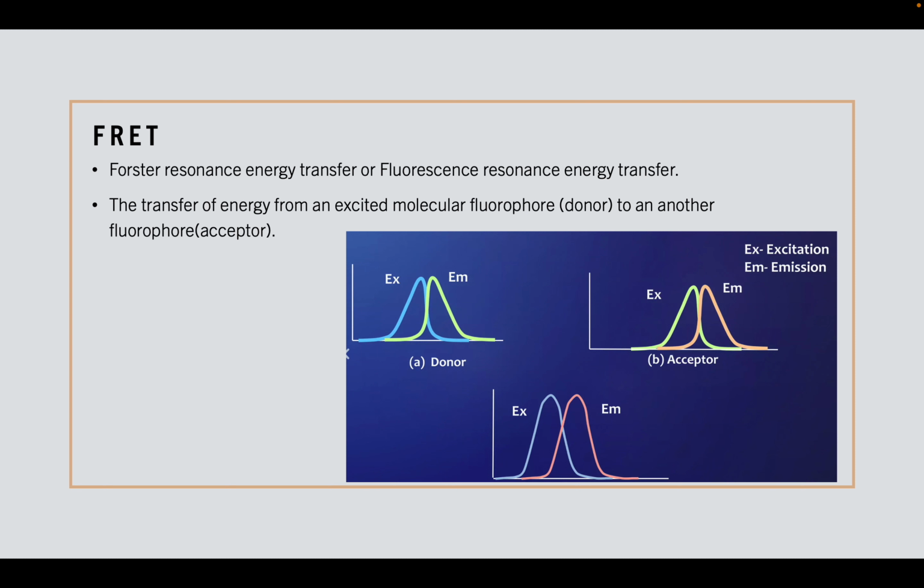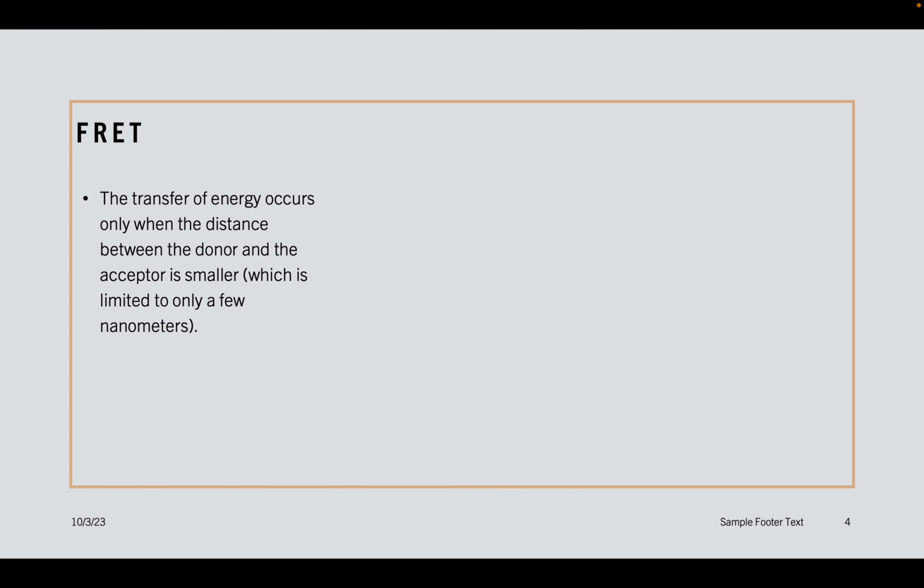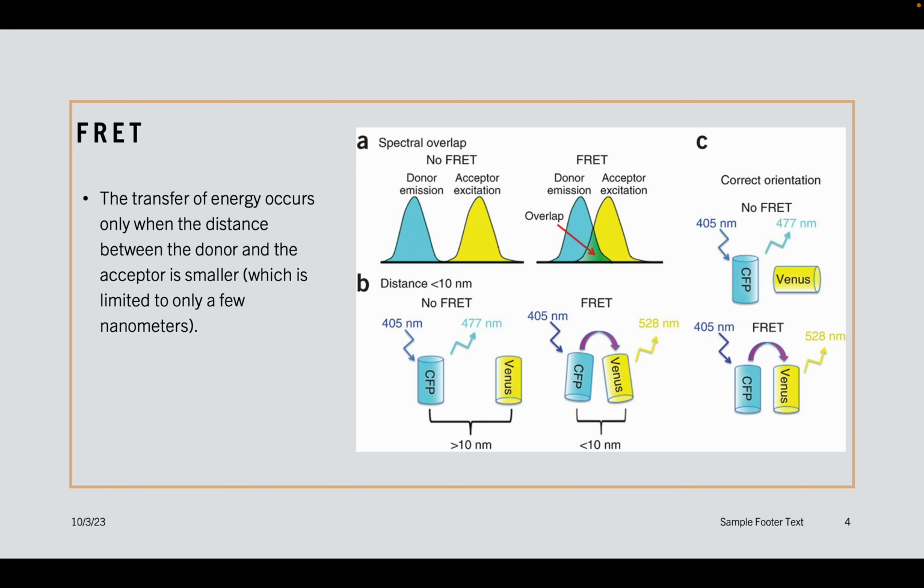But what will that tell you? So this technique in which energy is transferred depends on certain conditions. The first condition, I have already told you, is that the excitation of one and the emission of the other one should be the same to transfer the energy. And the other one is that it only occurs when the distance between the acceptor molecule and the donor molecule is very small, which is a few nanometers.